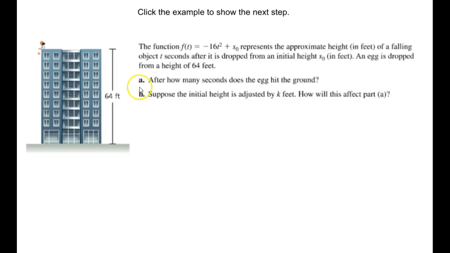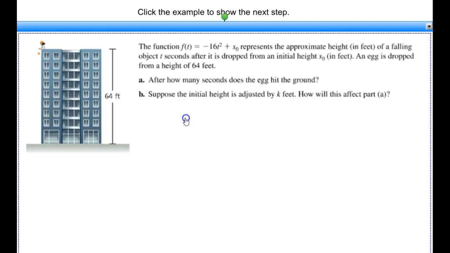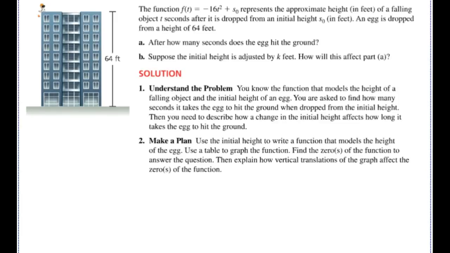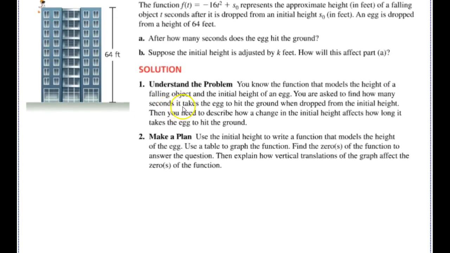So the first part I'm asked to figure out is how many seconds until the egg hits the ground? And then I have to figure out, suppose my initial height is adjusted, how will that affect it? So these I've already looked at. When you're taking notes, you don't really need to write this down. Just think about, what am I looking at? The biggest thing is I know I'm not going to have a negative t value, right? Because that would tell me I have negative time, and that's just not possible.